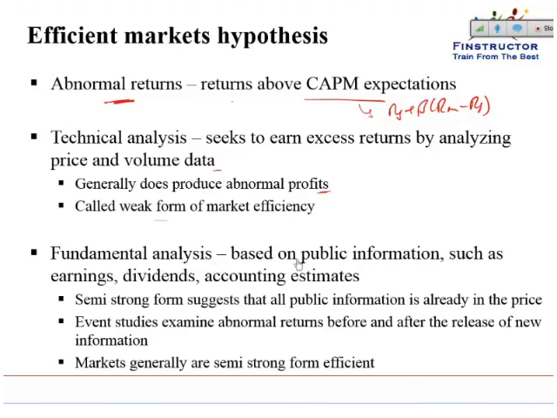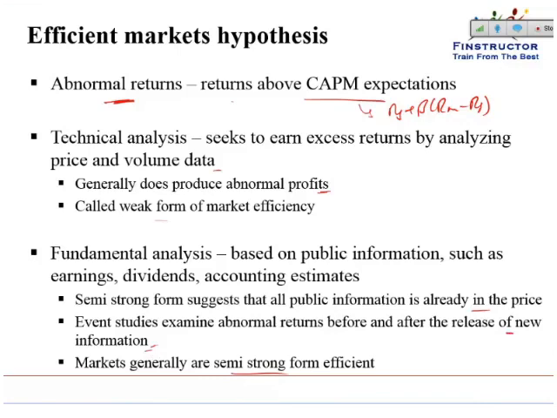Fundamental analysis is based on public information such as earnings, dividends, accounting estimates. The semi-strong form of the efficient market hypothesis suggests that public information is also already in the price. So various event studies that examine abnormal returns before and after the release of new information generally support the semi-strong form of market efficiency.